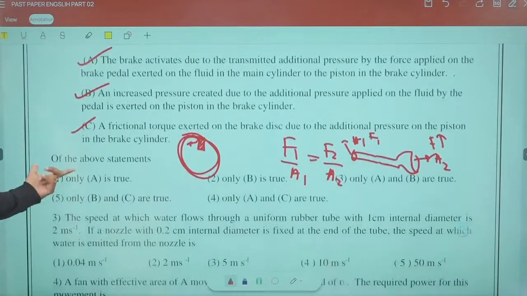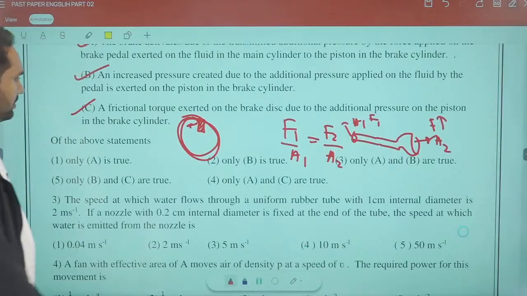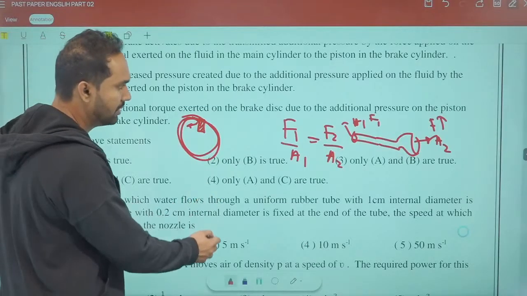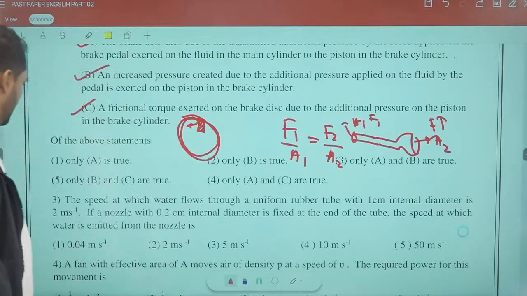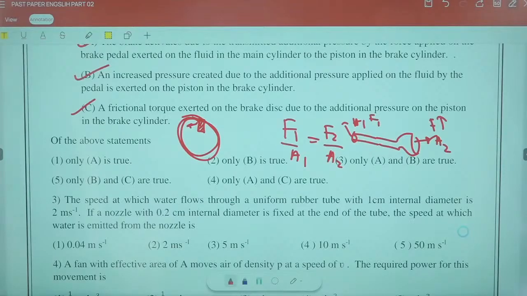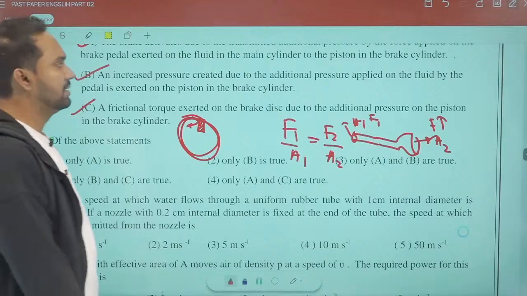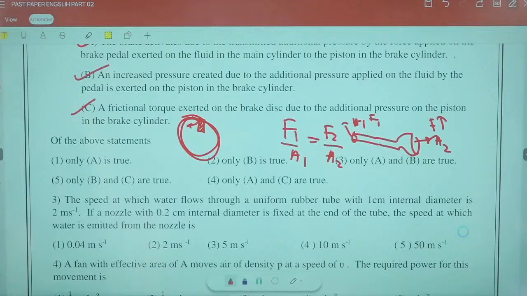So far, all three answers are true. Only A and B are true, only A and C are true. There's only two answers correct given. You have to check on that. The frictional torque exerted on the brake disc due to the additional pressure on the piston in the brake cylinder. On the piston.